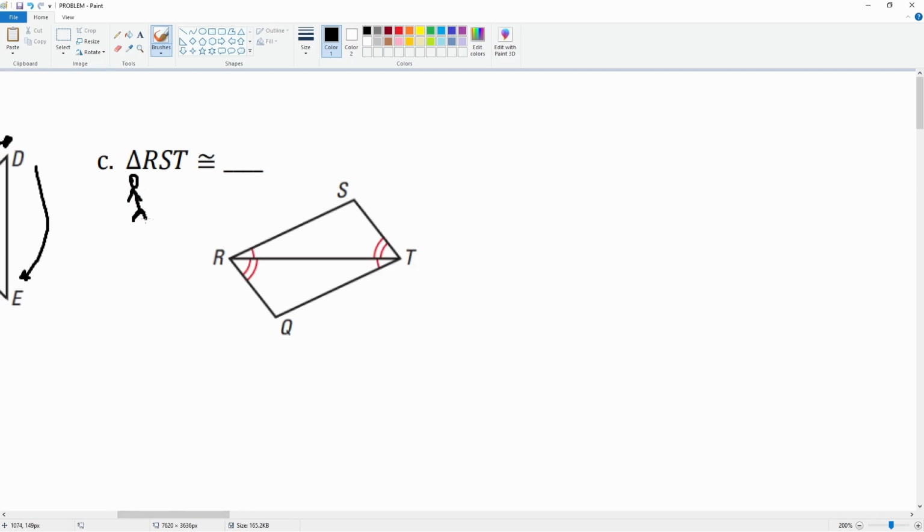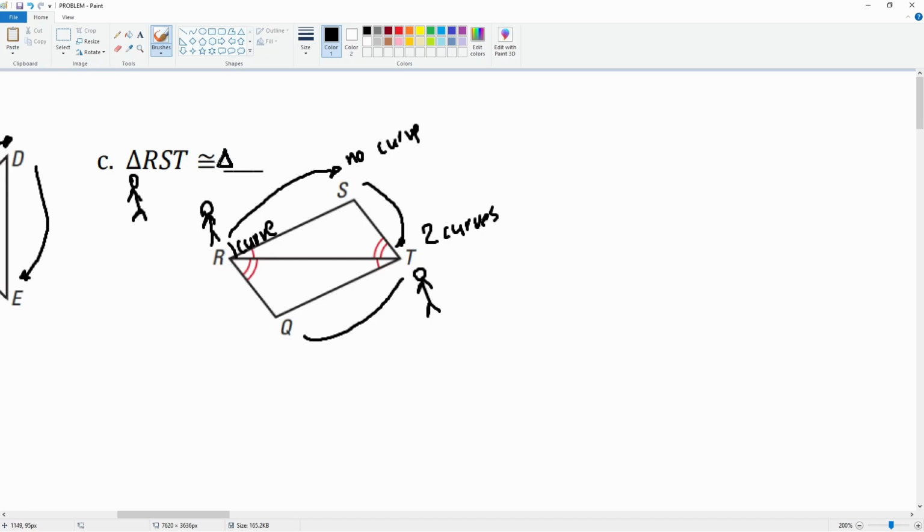All right, let's take a look at C. So the person travels from RST, so we put the person here, RS, then T. So he went from 1 curve to no curve, then he ends with 2 curves. All right, so we want to put the person here, and he fits that same pattern, right? 1 curve at T, then he goes to angle Q, which has no curves, then he ends with 2 curves at R, and the curve is that red curvy line. So triangle RST is congruent to triangle TQR.